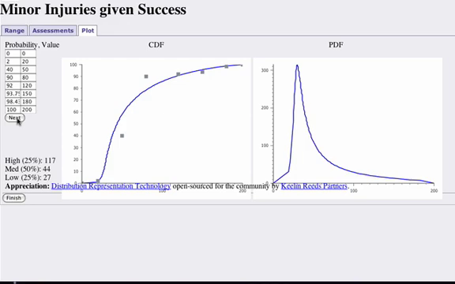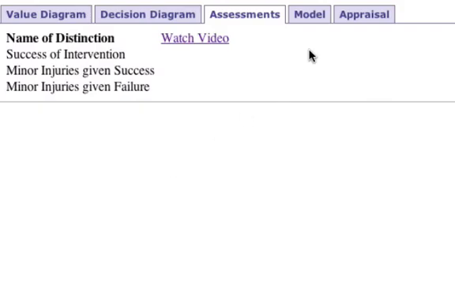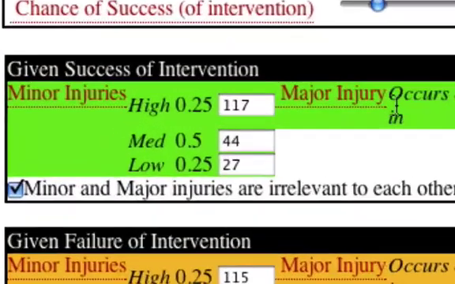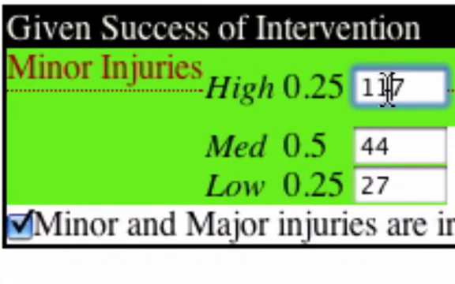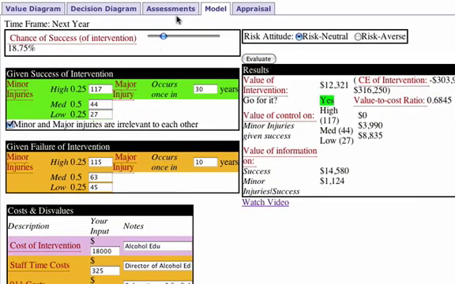Okay, I think this is a distribution I can live with. This accurately communicates what I want. So I'm going to end up clicking finish. And what that did was, if you go to minor injuries given success, you will see here 117, 44, and 27. These were the 3 numbers that came out of the discretization. So now I can go ahead and evaluate with this, and I'll get the results of the model.